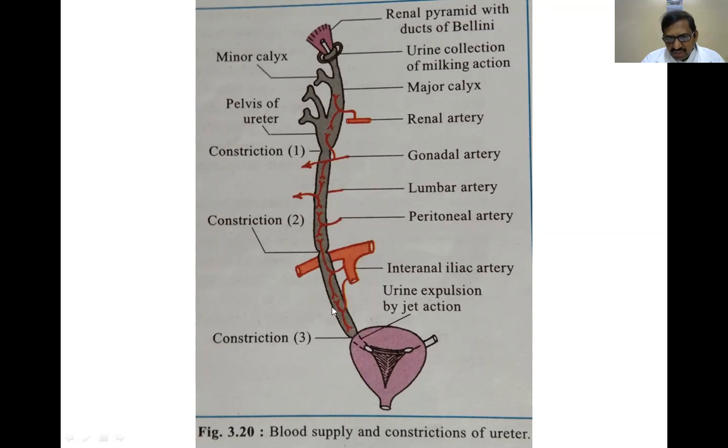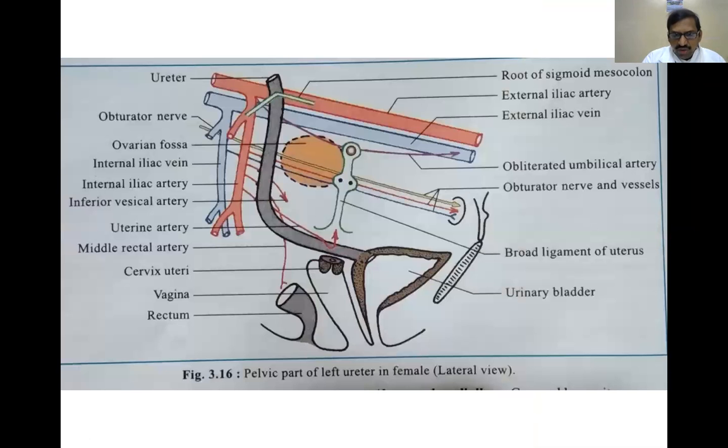Out of these three constrictions, this is the narrowest constriction, and it is the most common site for obstruction by calculi. That is ureteric calculi; this is the most common site. Okay, these are all the points related with the ureter.